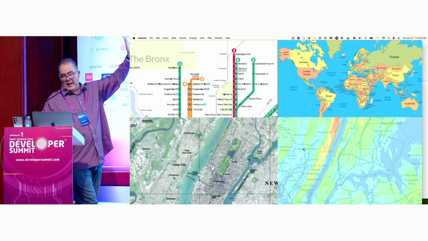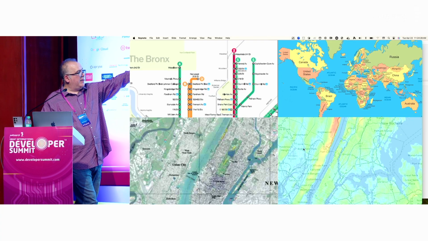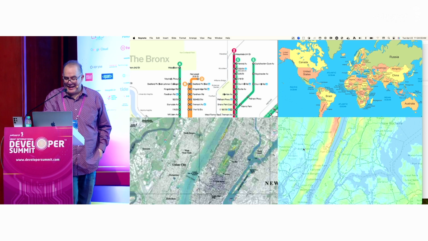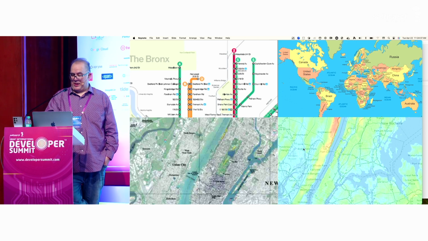So am I looking at a subway map? Am I looking at a world map? Am I looking at a naval navigation map, or whatever the one on the bottom left-hand side is? I got a few different renderings of, particularly, New York, except for the one on the upper right.